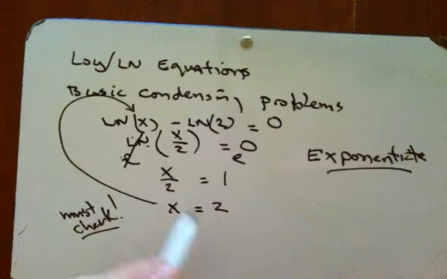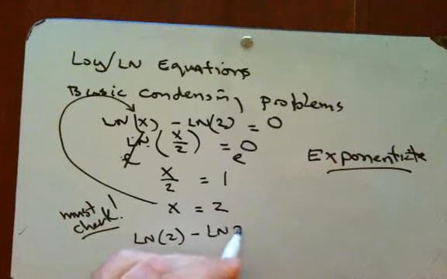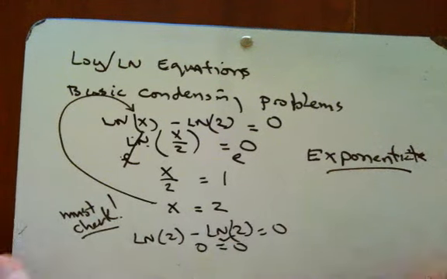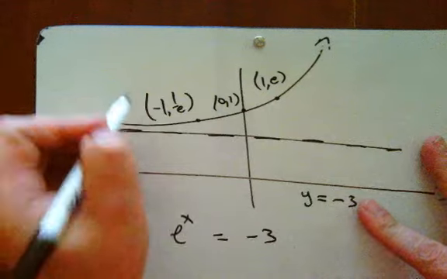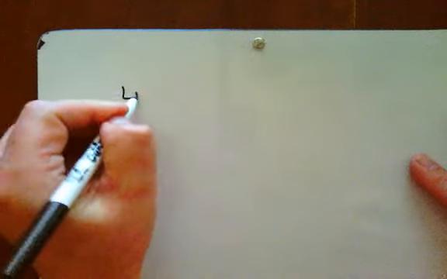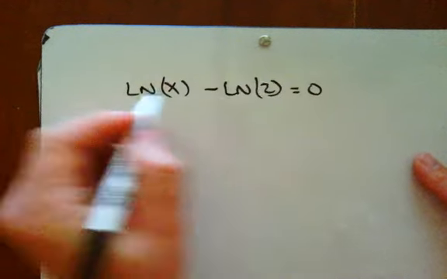Remember, log equations are must check. It's not did I get a negative number, it's not did I get 0, it's what happens when I plug that back in there. So ln of 2 minus ln of 2, no problems, I get 0 equals 0. There are, of course, other ways to solve this equation, but we were told to solve it with condensing.